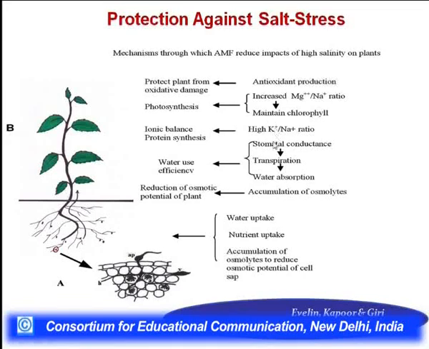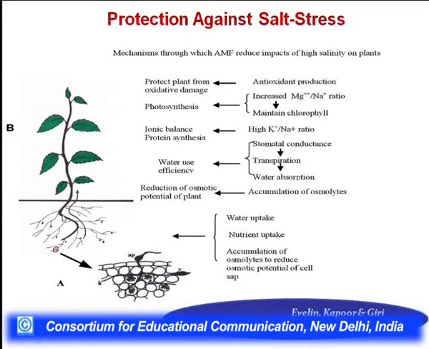Higher potassium and sodium ratio has also been reported in mycorrhizal plants, which help in making ionic balance and better regulation of protein synthesis. Stomatal conductance, transpiration, water absorption, these are the things which are nicely operated in mycorrhizal plants. Therefore, the mycorrhizal plant is increasing its water use efficiency. The accumulation of osmolytes is another very important aspect, and accumulation of osmolytes increased on AMF colonization in the plant root.